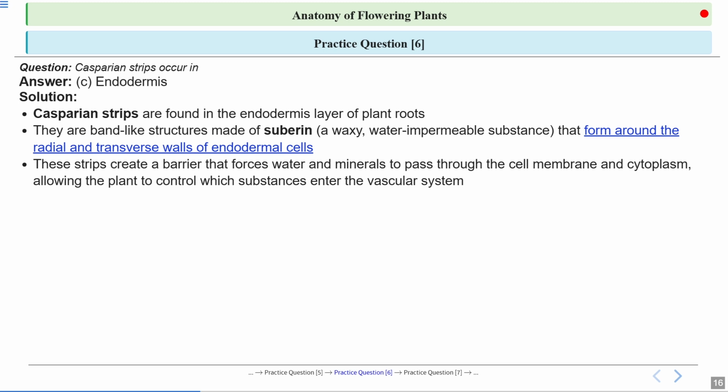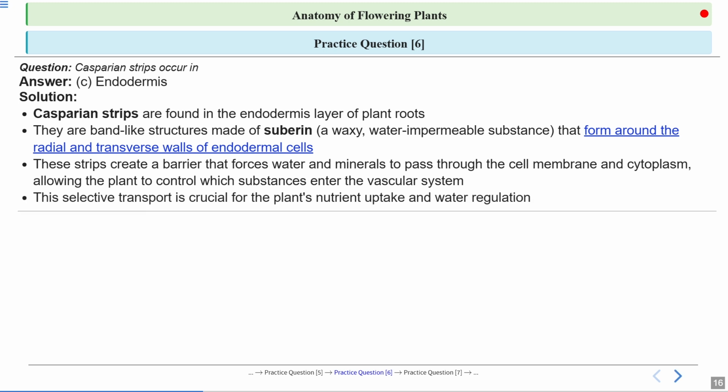right? So these strips are very, very important. It is forming a barrier-like thing, and only some of the substances can pass through the cell membrane and into the cytoplasm. So it has control over which substance will enter the vascular system. So this selective transport is crucial for the plant's nutrient uptake and water regulation as well.